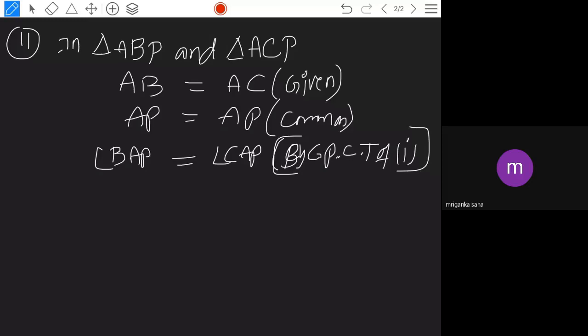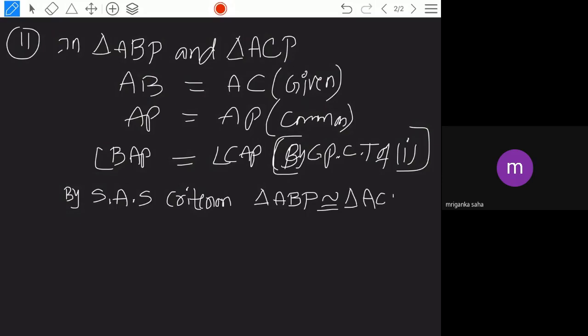So now by which congruency can you use here? By the S criterion, triangle ABP is congruent to triangle ACP. Okay? Is it clear?